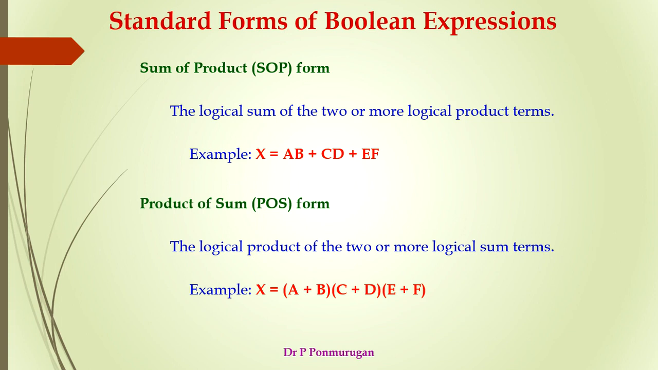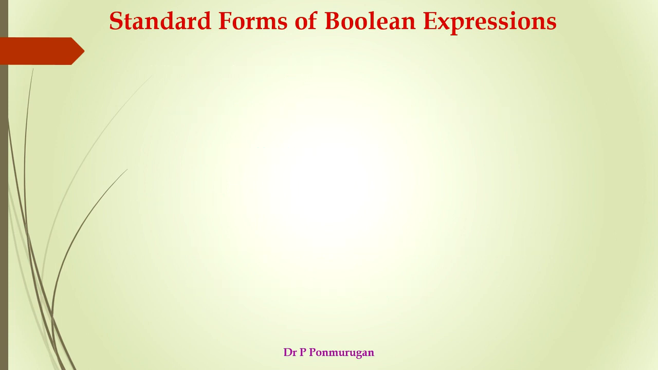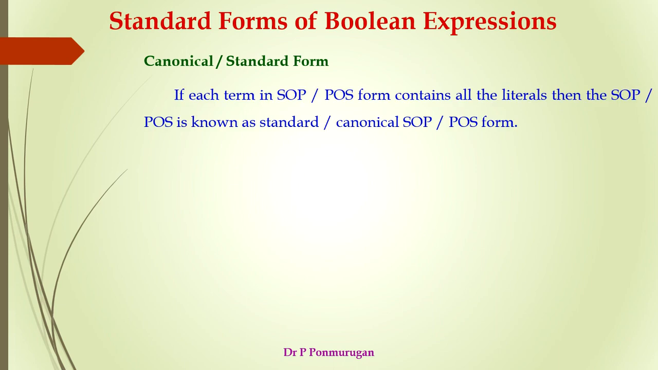Let us see the standard form of Boolean expression, which is also known as canonical form representation. If each term, either in the SOP or POS, contains all the literals, then the SOP is said to be a standard SOP form. Likewise, the same holds for the POS form also. If each term of POS contains all the literals, then the POS form is said to be a standard or canonical POS form.